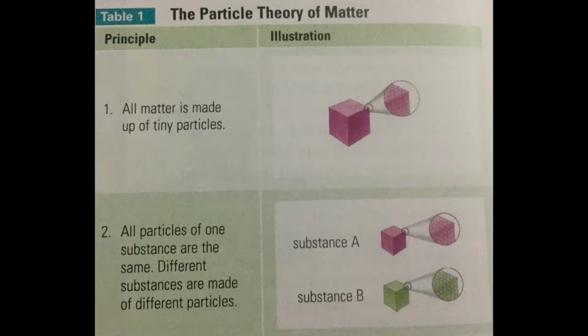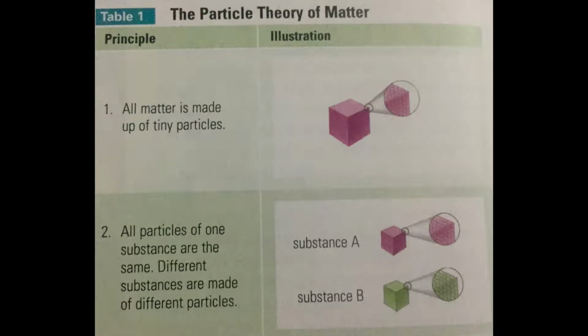So, the particle theory of matter, principle and illustrations, 2 columns. So 1, all matter is made up of tiny particles. So there's a little bit of a blow up of the corner of that cube. Number 2, all particles of one substance are the same. Different substances are made of different particles. So we have substance A, that's all uniform. We call it pure. A substance is pure matter, pure material. A substance is either a compound or an element. Then you have substance B, the green one.